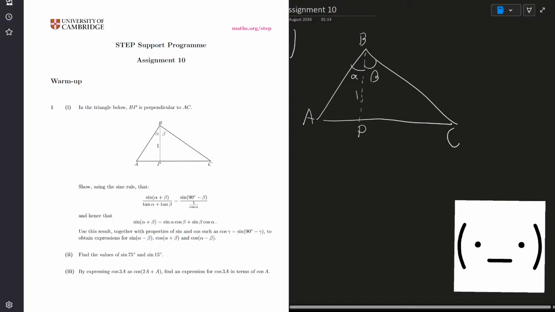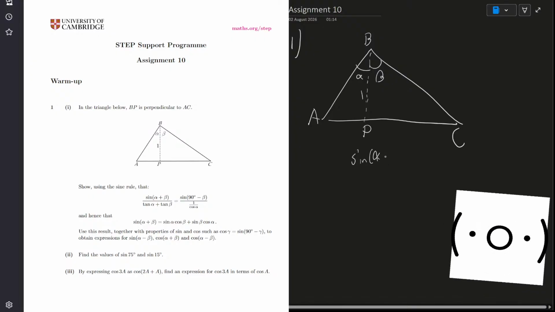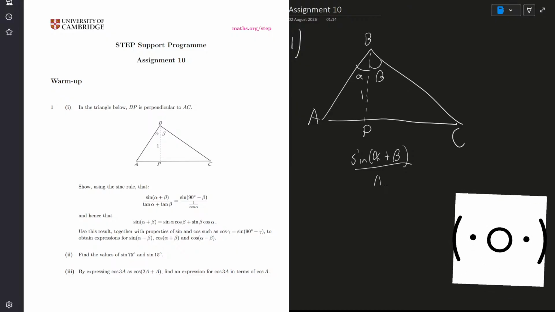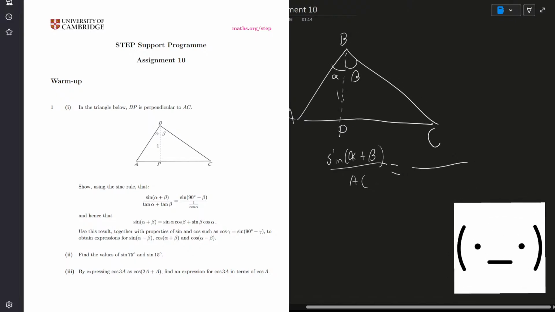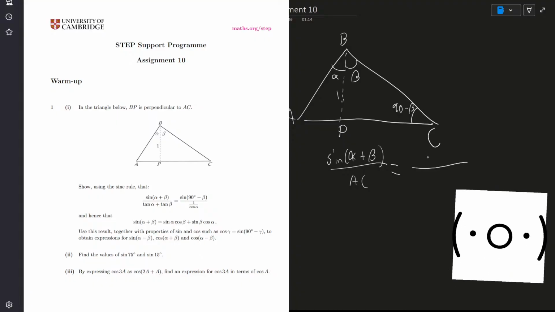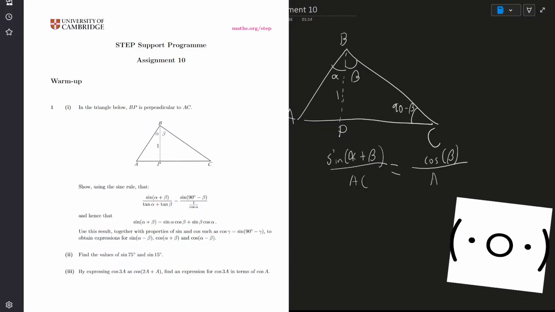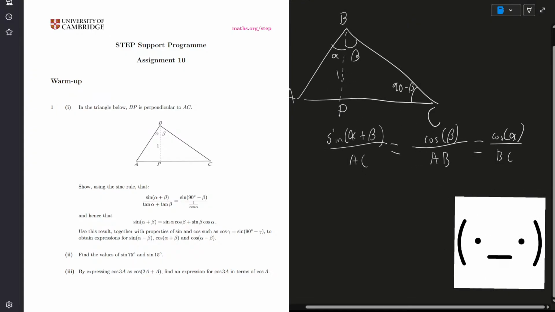Okay, so the first thing, I guess, we can define is sine of alpha plus beta to be AC over AC to be equal to the others, which is, let's see. So this is 90 minus beta, which means this is cosine beta minus AB. And then we have also BC cosine alpha for the same reason.